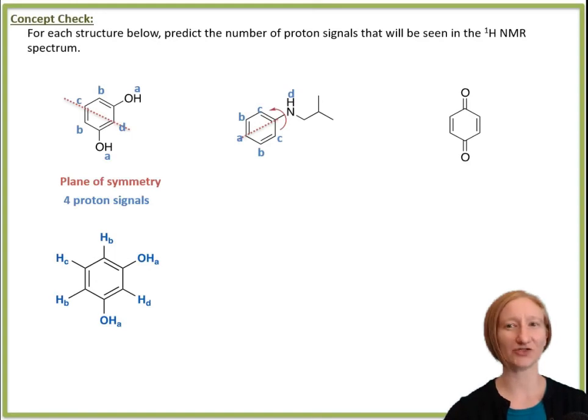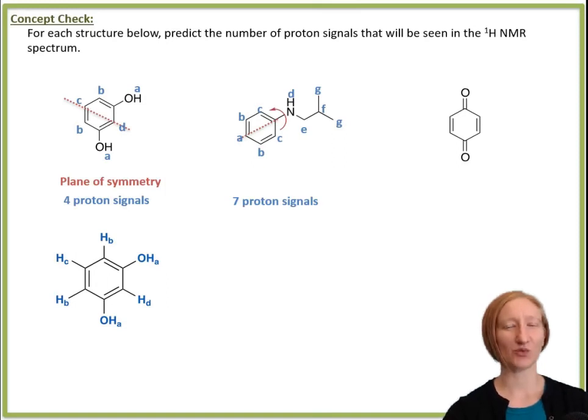Then we have the NH, and on the next carbon we have two hydrogens, and these two hydrogens of the CH2 group, or the methylene group, are equivalent. And then on the isopropyl group, this first CH is unique, and then both of these methyl groups are sitting in the same environment. They're chemically equivalent, and all of the hydrogens of those methyl groups are also chemically equivalent. So that gives us 7 different kinds of hydrogen, which will lead to 7 different signals in the NMR spectrum.